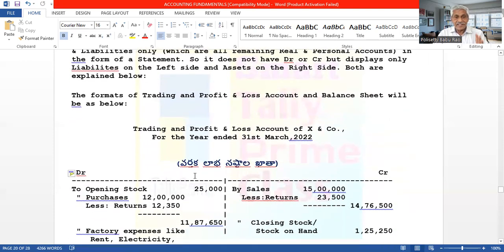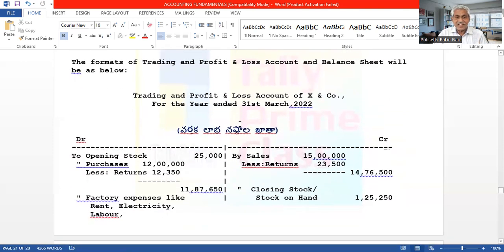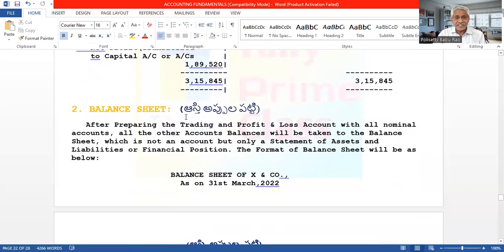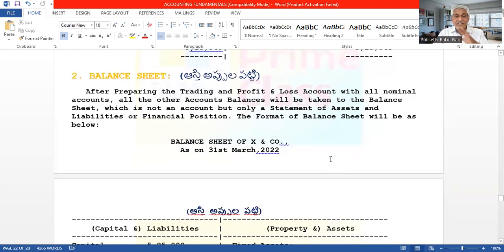See, this is the pro forma of the trading and profit and loss account. I told you already. Next, the balance sheet. After the trading and profit and loss account, all the other accounts, even the personal accounts, will be taken to the balance sheet, which is not an account but only a statement of assets and liabilities showing the financial position. The form will be like this.